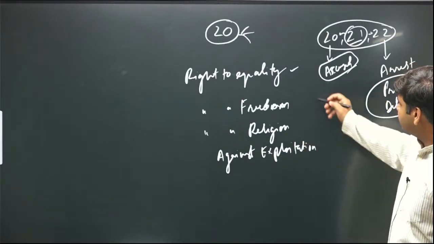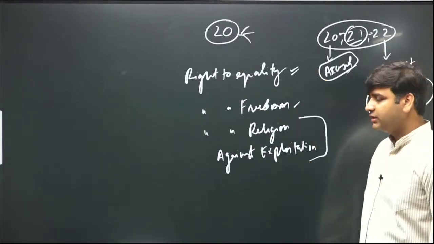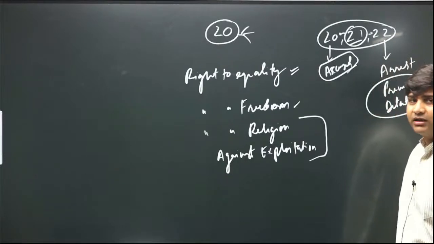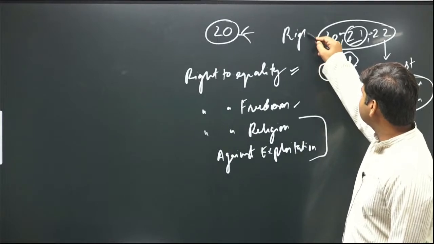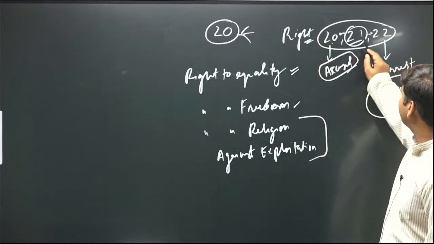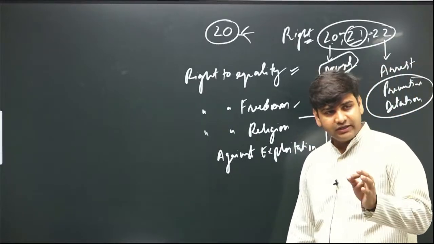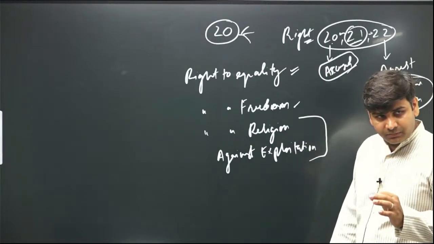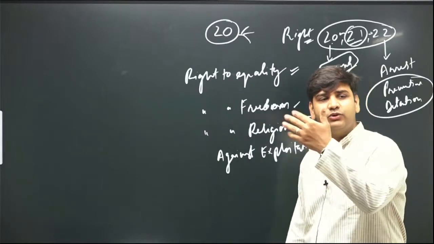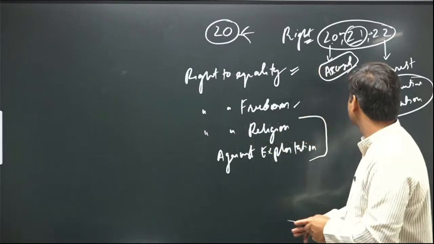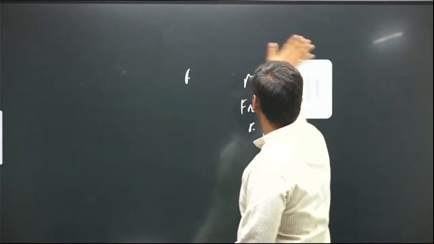So we have already studied right to equality and right to freedom. We will study the right to religion and right against exploitation in the coming classes. As of now, what we are going to study are these three important articles: Article 20, Article 21 and Article 22. For the purposes of this class, we are going to focus only on Article 20. Article 21 we will come to in the next class. So let's begin with Article 20.